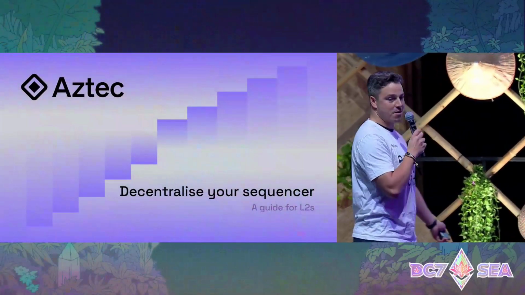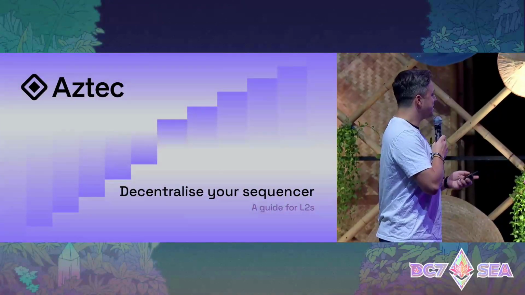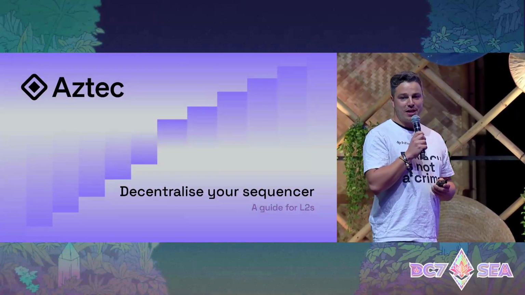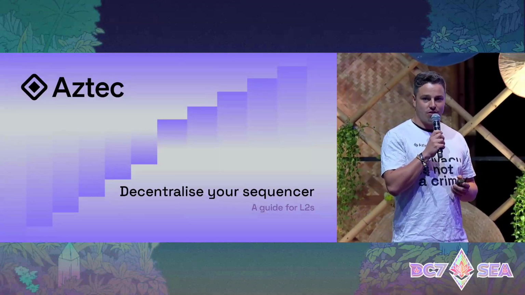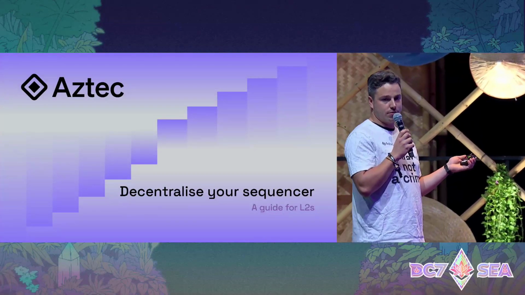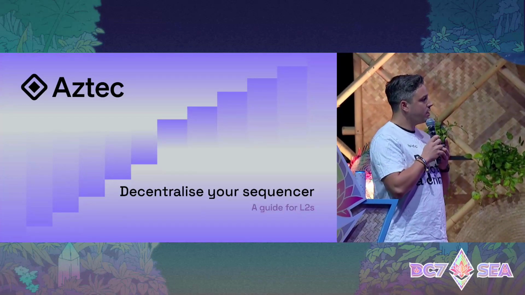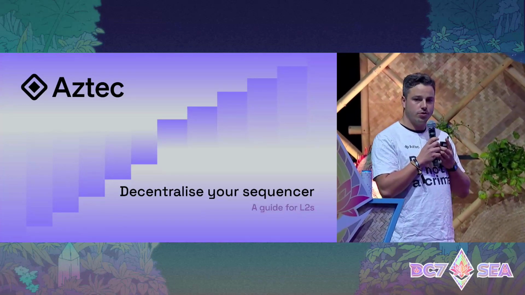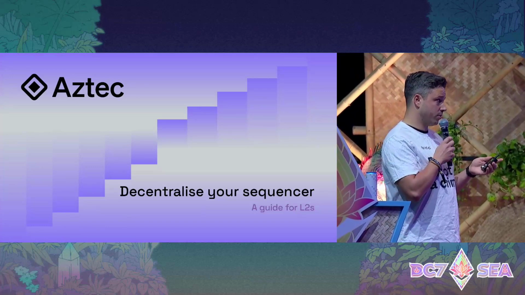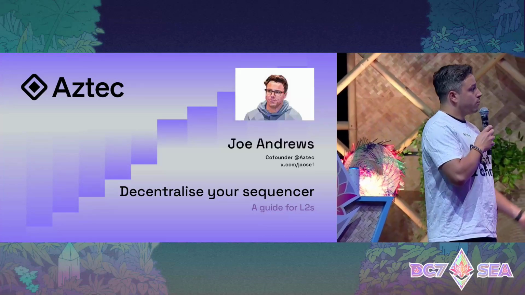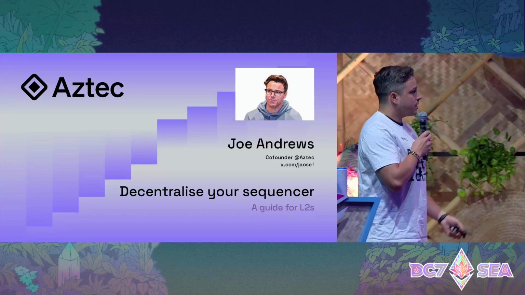I know there's a big talk next door about the Ethereum roadmap, so I appreciate you guys for coming to this one. My name's Joe. I'm one of the co-founders of Aztec. We're building a privacy layer for Ethereum, but today I'm going to talk a bit about a general guide for L2s and how to decentralize sequencers. You can follow me on Twitter, and let's dive in.